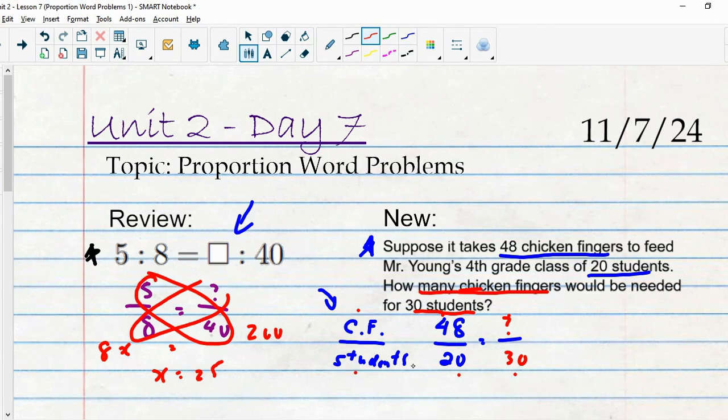So far, so good. So in other words, what we're trying to say is this. If there are chicken fingers and there are 48 of them, and there are students and there are 20 of them, and now they become 30 students, how many chicken fingers would you need to feed the new number of students? Okay, I hope I did a good job explaining that.